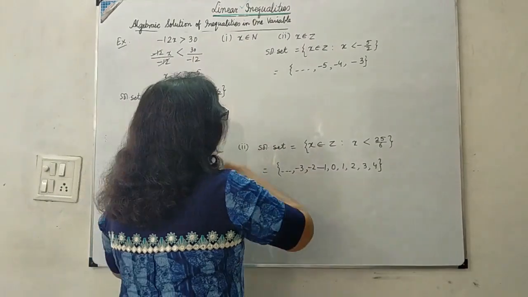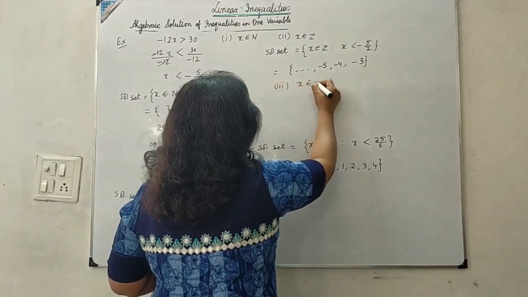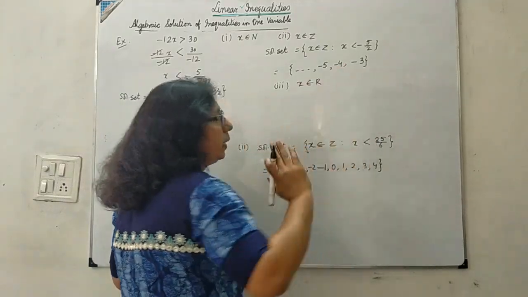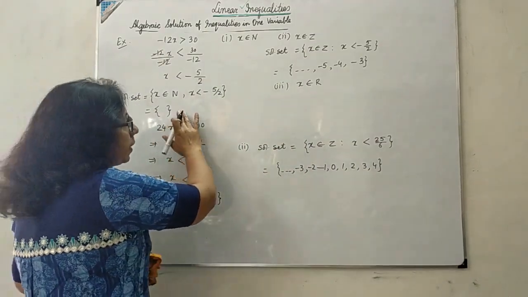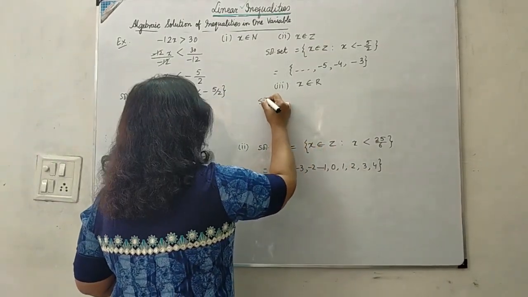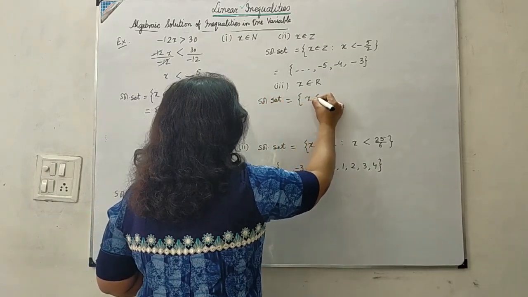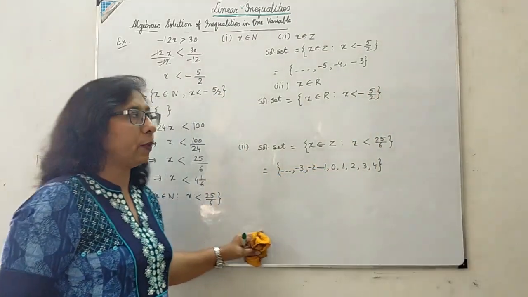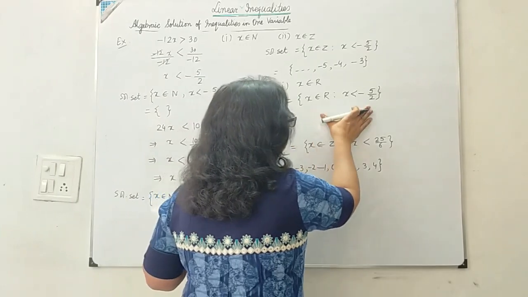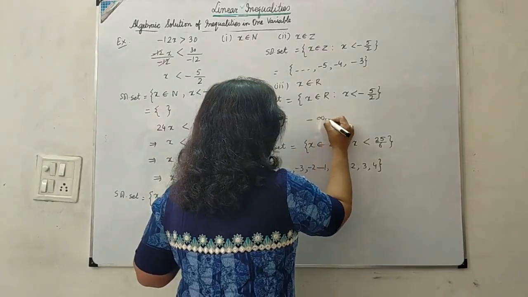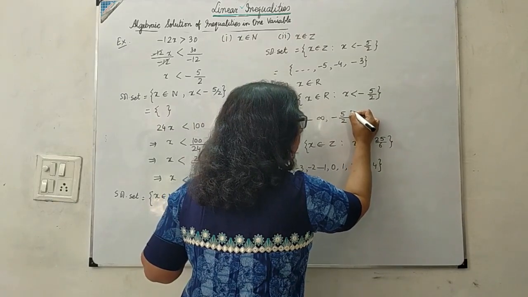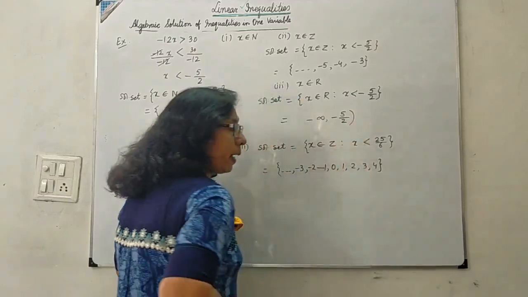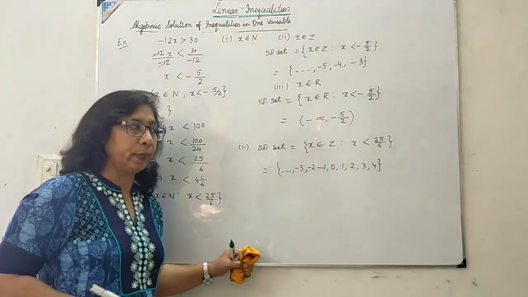Now moving to the third part, x belonging to R. This is also an infinite set. The solution set becomes all those x belonging to R such that x is less than minus 5 by 2. Now in chapter 1, sets, you have studied how to write this in interval form: x less than minus 5 by 2. Because the equality sign is not there, we will take the open bracket, and on this side we always take an open bracket.